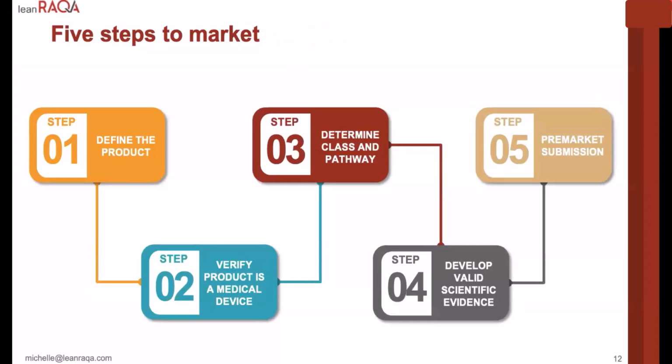So you've got generally five steps to bring your product to market in the US. Step 1 is to define your product. Step 2 is to verify that your product is a medical device. Step 3 is to determine the class and the pathway. Step 4 is to develop your valid scientific evidence. And step 5 is your pre-market submission, where we'll talk about how the types of submissions compare and the potential costs.